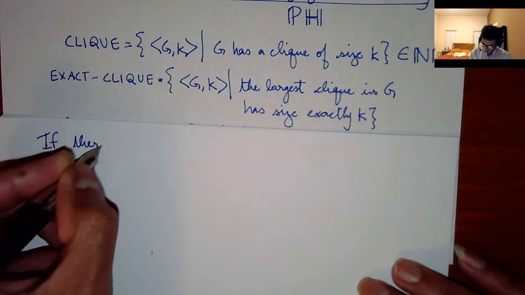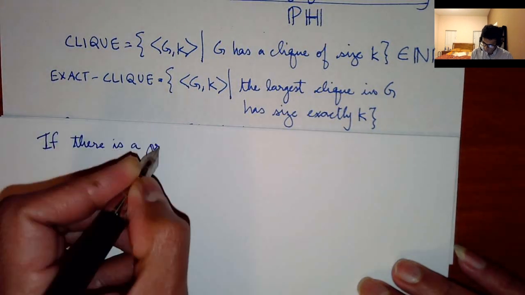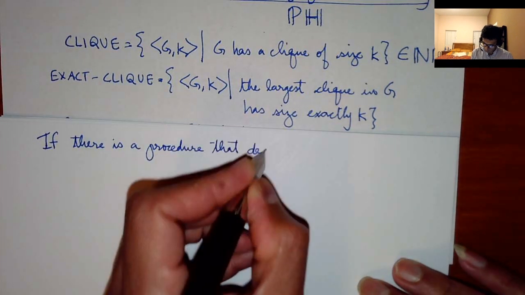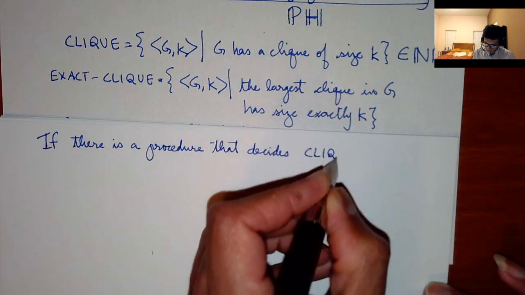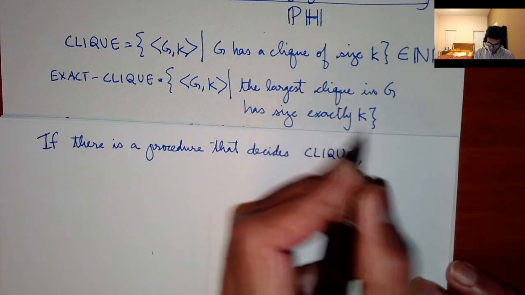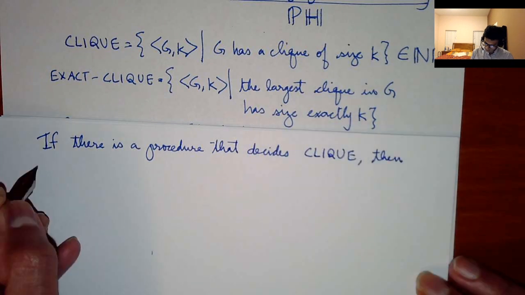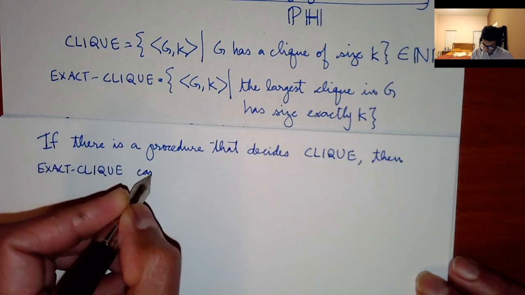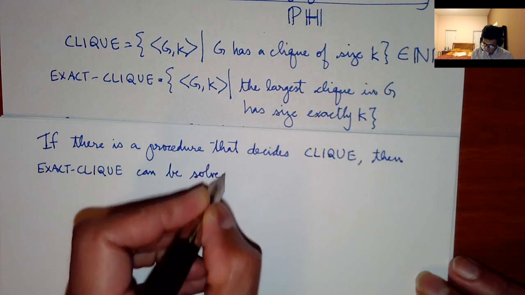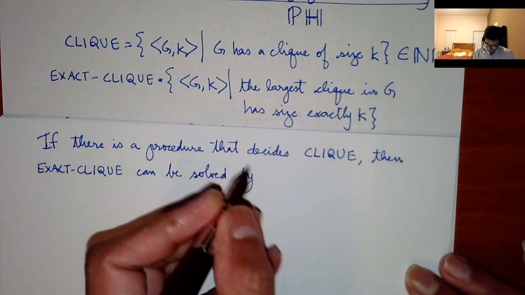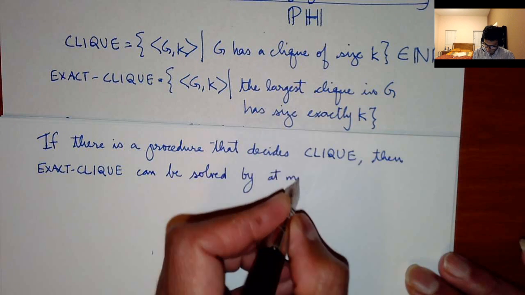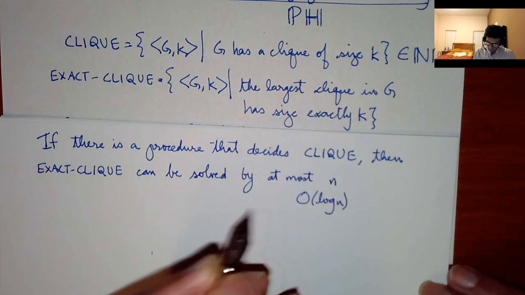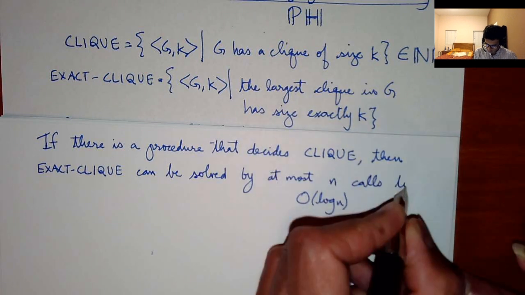If there is a procedure that decides clique, the vanilla version, then exact clique can be solved by at most n. It's even better. It's actually at most log n calls to the procedure.